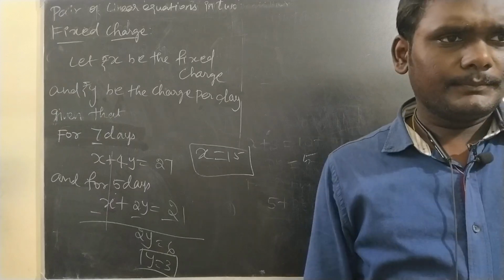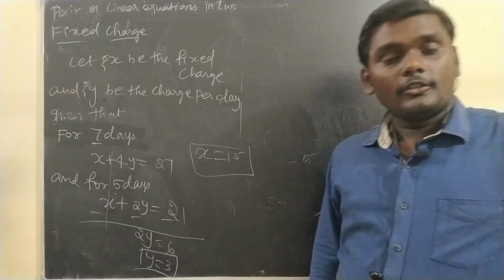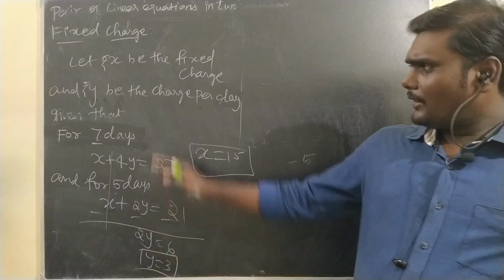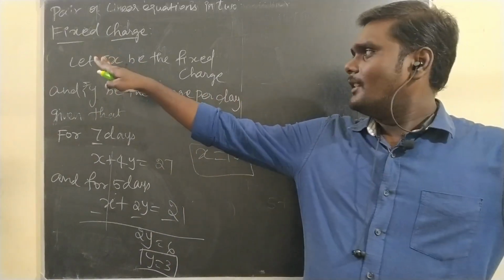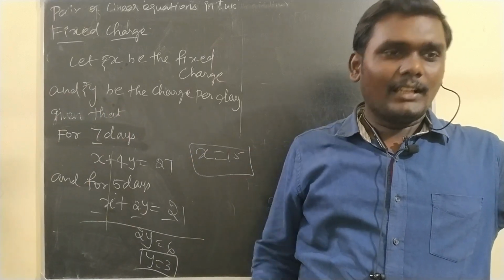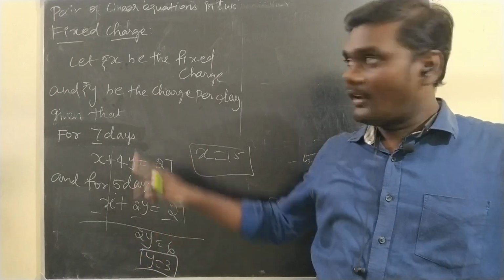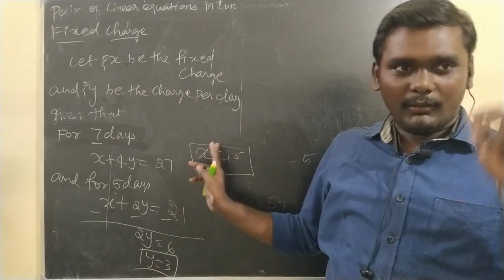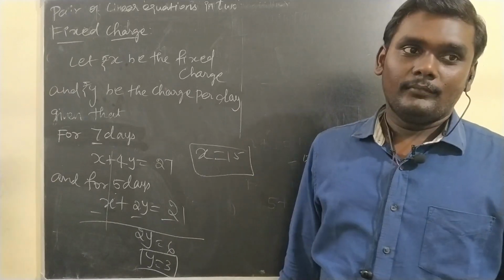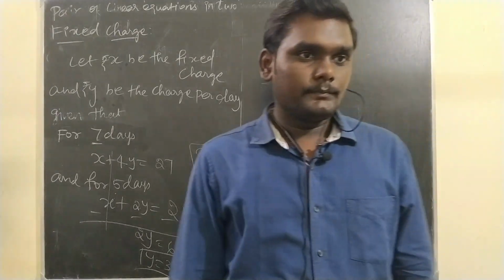You should not get yourself confused. That's the whole point. You can interchange that also, not a problem. Y can be the fixed charge and x the variable cost, you can change. But at last, while writing the answer, the x and y values will come interchanged. So if you interchange here, x equals 3, y equals 15. But at last, I told you to write in the context of the question. Therefore, the fixed charge, therefore, the charge per day. Okay. Got it?